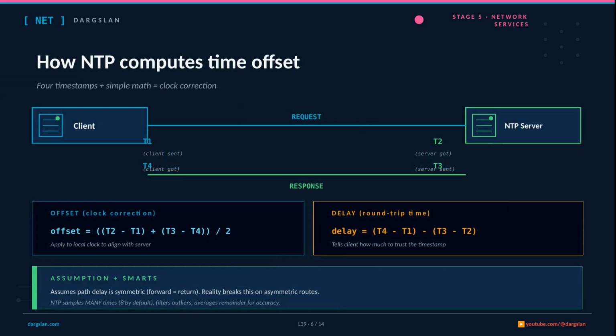So, once you've picked your stratum, how does the client actually correct its clock? With 4 timestamps. The client stamps T1 when it sends the request. The server stamps T2 when it arrives, and T3 when it replies, and the client stamps T4 when the answer lands. From there, it's grade school algebra. Offset is the average of the two apparent gaps, and delay is the round trip minus the server's processing time. The catch is the assumption that the forward path and the return path take equal time. On asymmetric routes that breaks down, which is why NTP samples repeatedly, throws out the outliers and averages what's left.